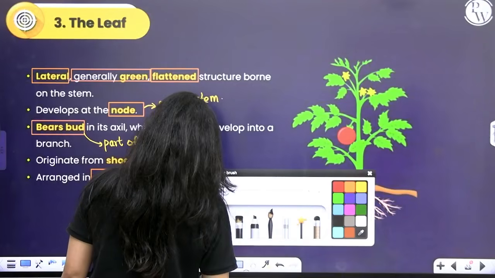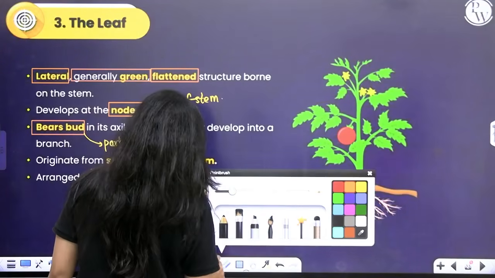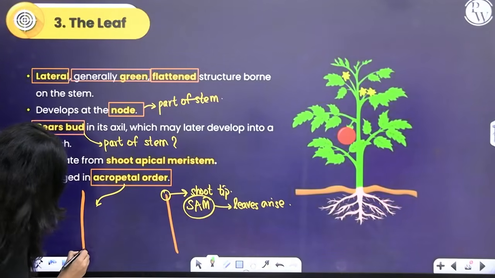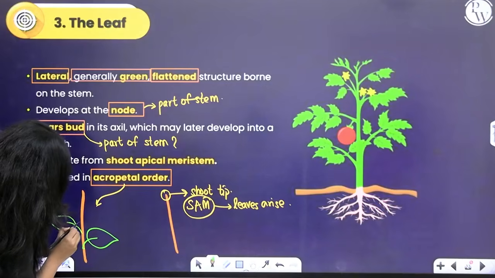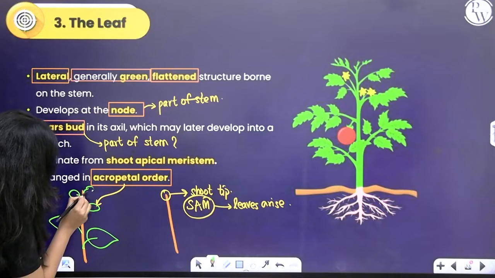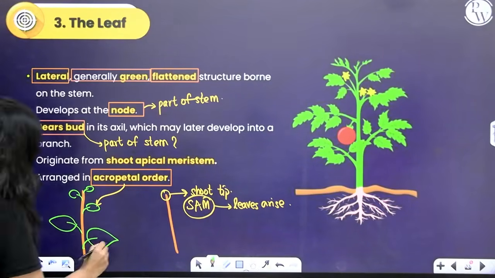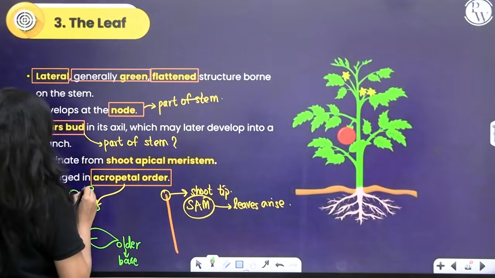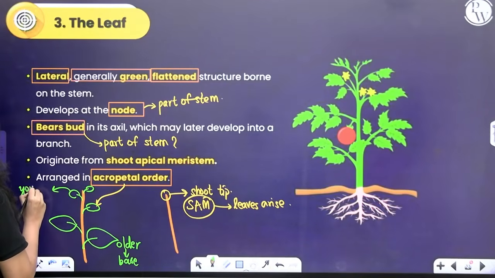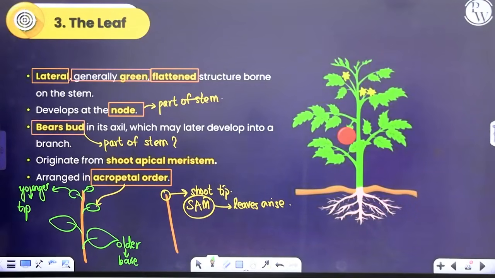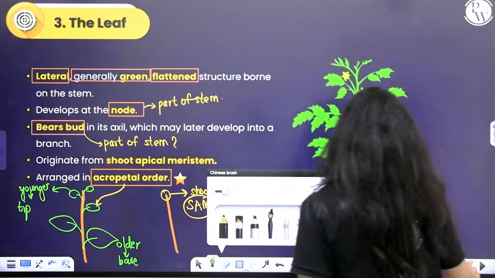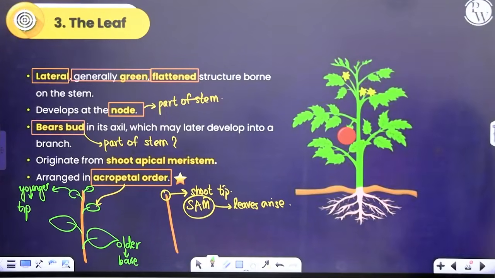If you take a stem, you know that leaves arise from the nodes. The leaves that are towards the base are older, towards the tip are younger. So if you have older leaves towards the base and relatively younger leaves at the tip, such kind of arrangement is called acropetal arrangement. Okay, so that is about the characteristic features of leaves.